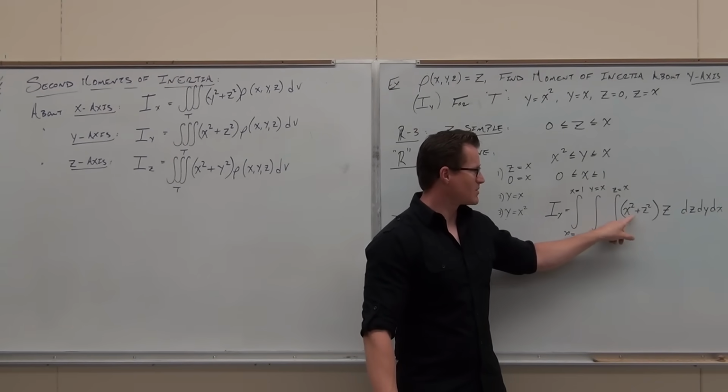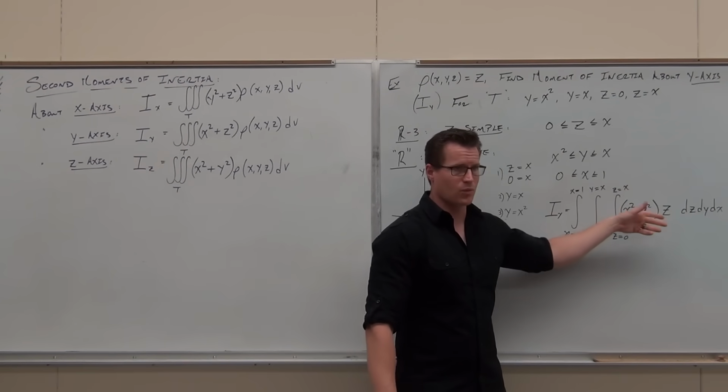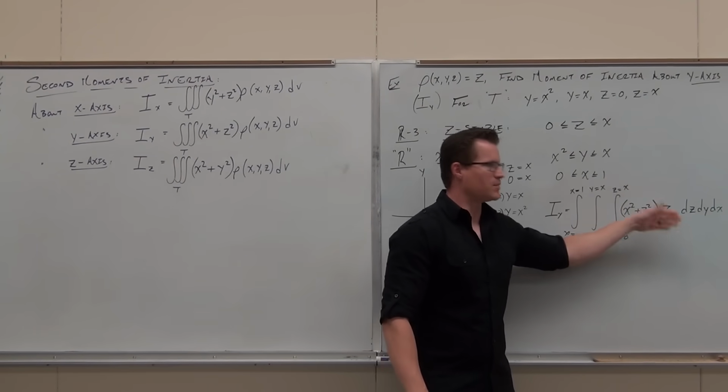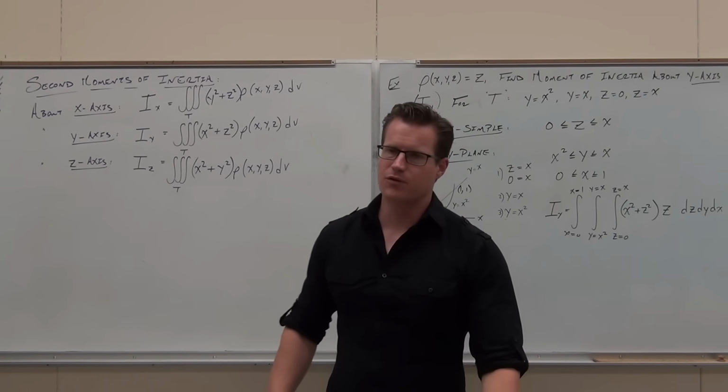Distribute this. That's x squared z. This is x to the third. Integrate with respect to z. You're going to get a 1/2. You're going to get 1/3 z squared, z to the third, and so on. Plug in for z, integrate with respect to y. Plug in for y, integrate with respect to x. Plug in some constants and get 1/56.